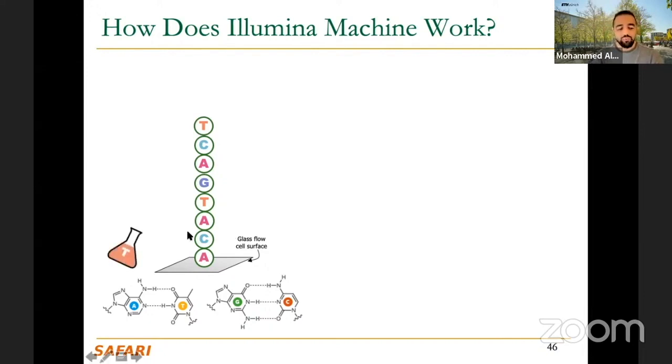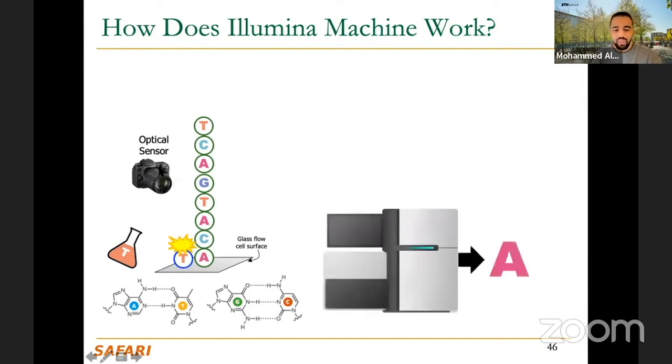For example, we normally add T, thymine, to the surface. If the first base in this DNA fragment is A, then there's going to be a chemical reaction because the T will bind with the A. And then you have a CMOS camera. You can observe the chemical reaction with it. If a chemical reaction happens, then light is emitted, and you can capture that with the camera.